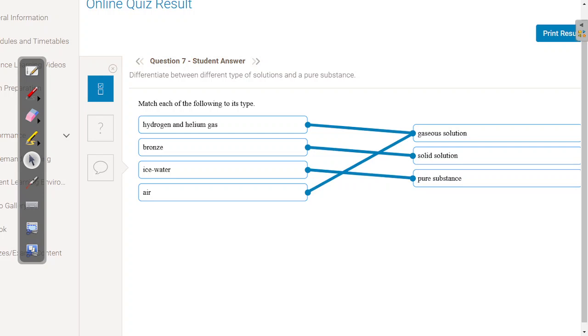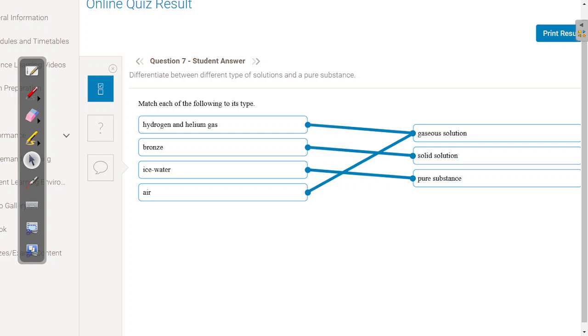Match each of the following to its type. Hydrogen and helium gas, they are gases together. If they just said hydrogen gas, you'd say pure substance. If they just said helium gas, you'd say pure substance. But since they said hydrogen and helium, you'd say it's a gaseous solution.